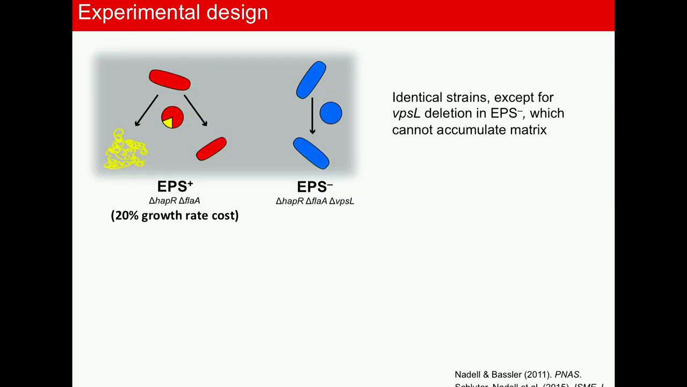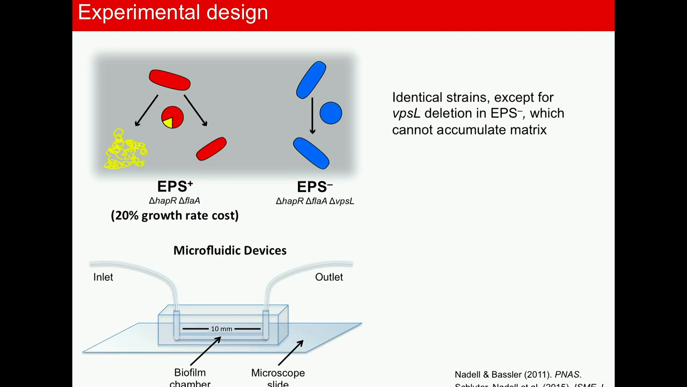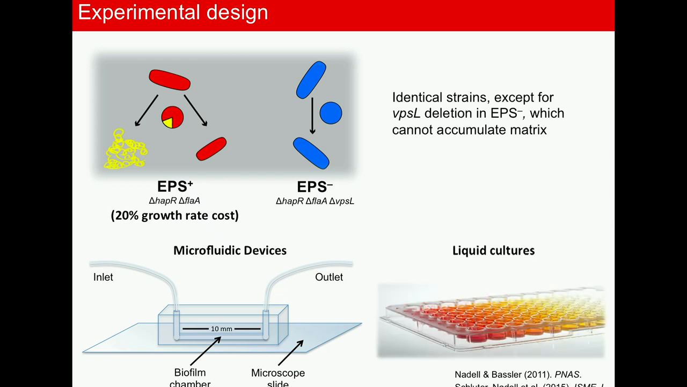Okay, so the way I'm going to approach this question is I've made mutants that either produce matrix constitutively or not at all. I'm not going to really go into the details of these deletions, but suffice it to say that I've basically made slightly cartoonish versions of the real bacteria in order to isolate this behavior and assess its competitive properties. I've also made them immotile. That's the flaA mutation. And you'll see that the only difference between them is this vpsL deletion, which is what causes this strain to not make matrix. And it also gains a big growth rate advantage as a result. It's very expensive to make this material. So I'm going to grow these two strains together in a microfluidic device, which is a little tunnel where we can flow liquid through. And for comparison, I'm also going to grow them in liquid environments, and we'll see what happens in these two types of setups.